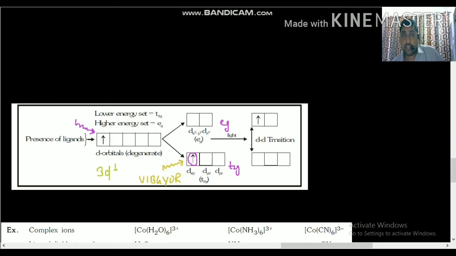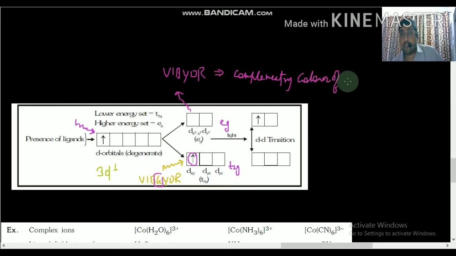Now among these, suppose this particular compound absorbs green color, so the light reflected there will contain only VIBOR without G. That's why it will emit the complementary color of G. Now what is this complementary color of G?